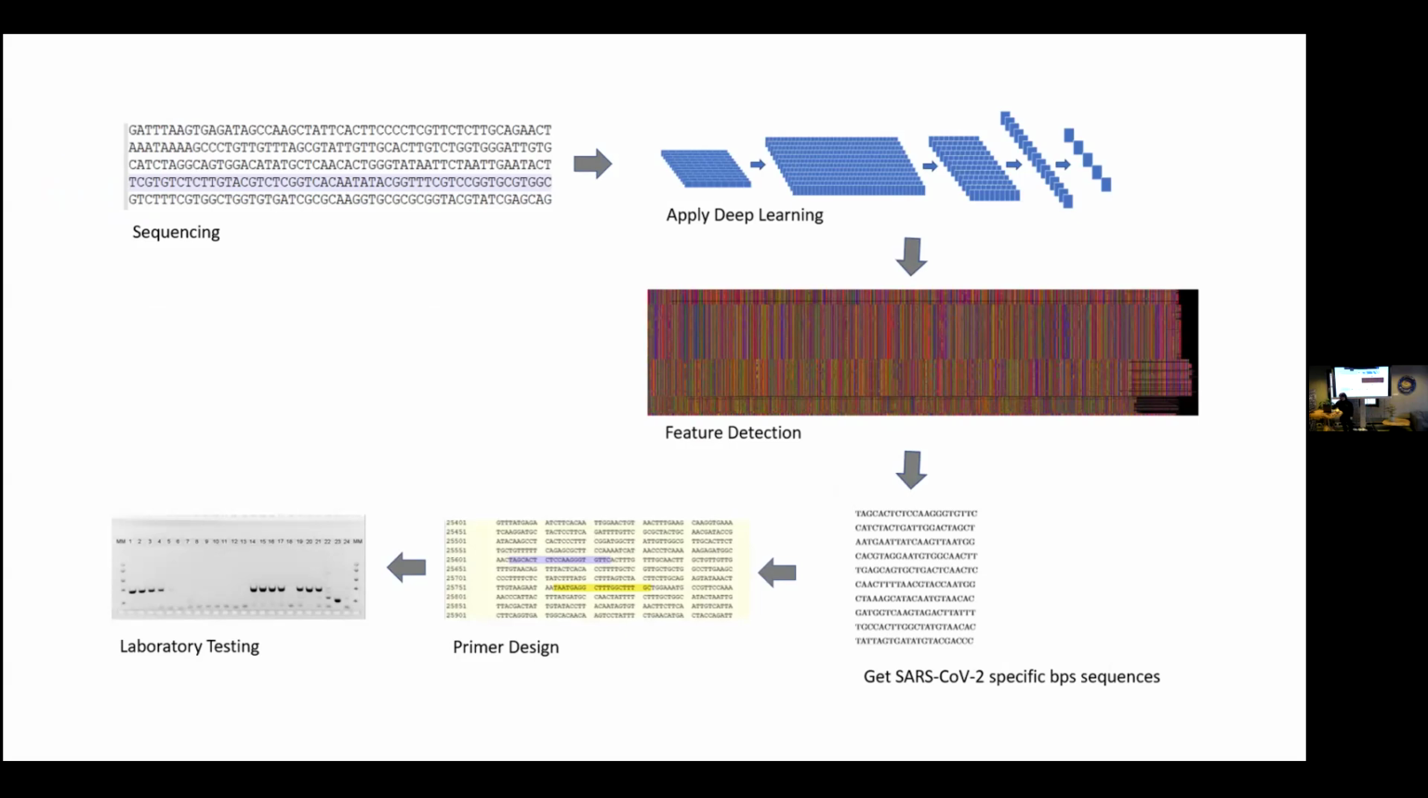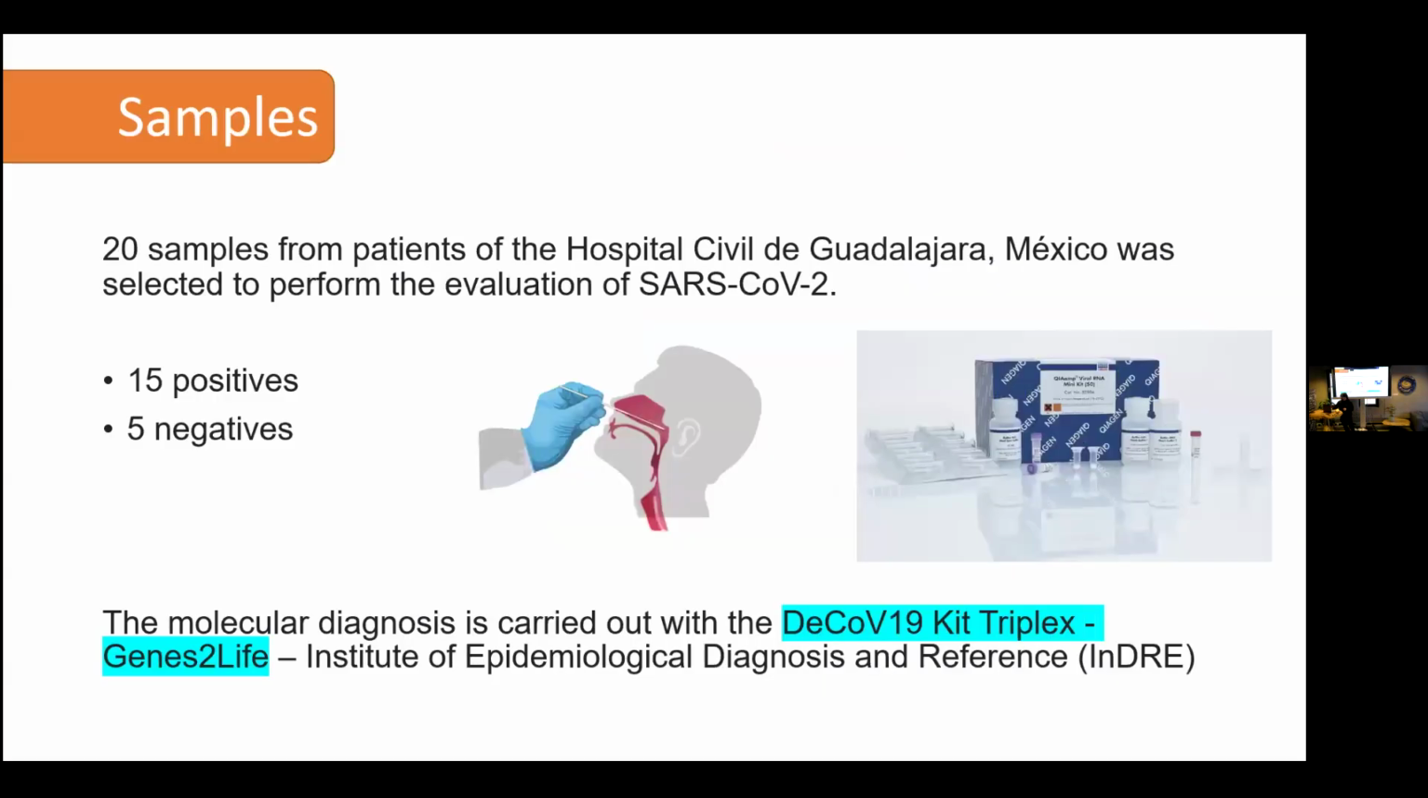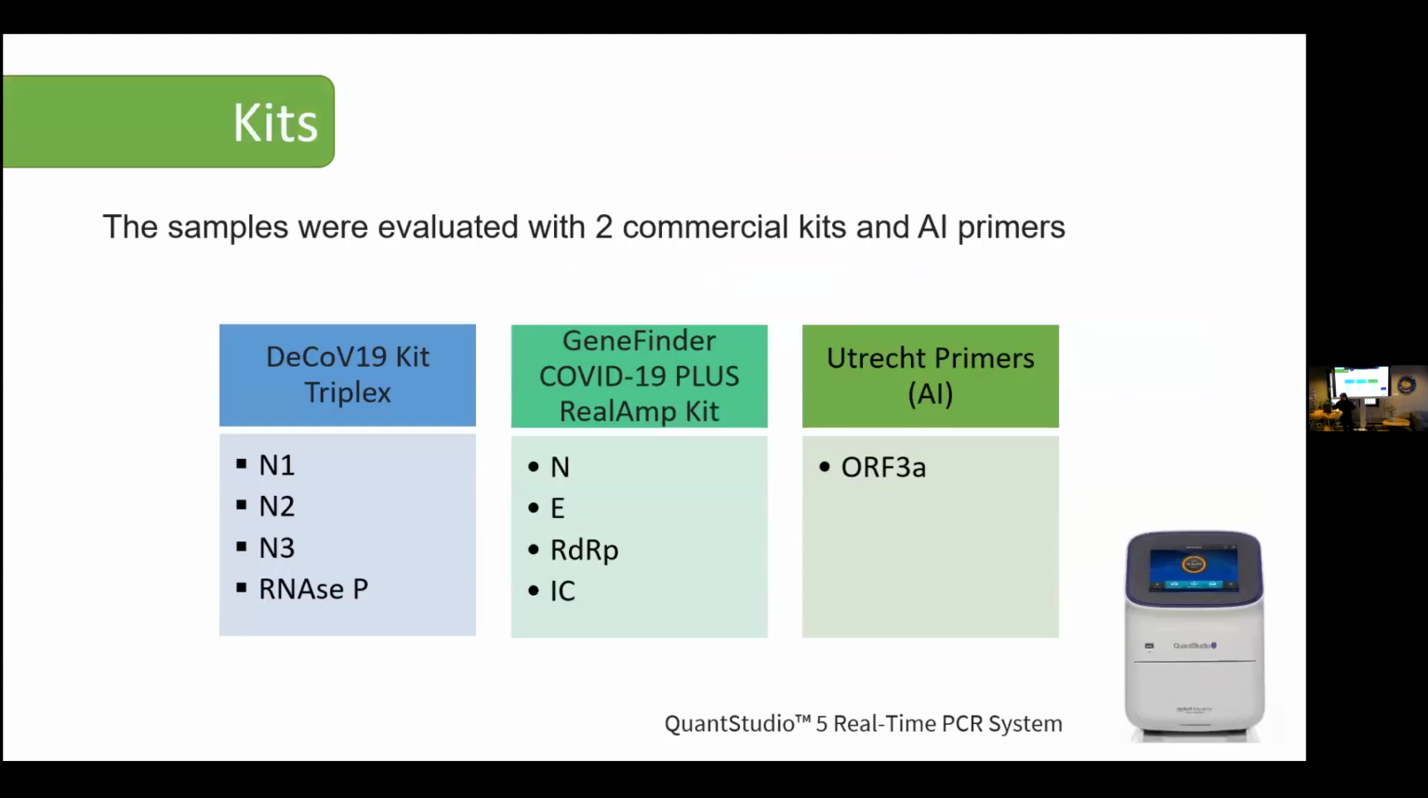Okay? So now we started testing the primers in different places. So we tested in Mexico. Well, I'm Mexican. So the people in Mexico were willing to test it. And we compared it to commercial primers. So I'm gonna go a little fast on this. We have 15 examples that we knew were SARS-CoV-2, 5 that we knew they were not. We compared these commercial brands that target these genes. Us, we target, yes?